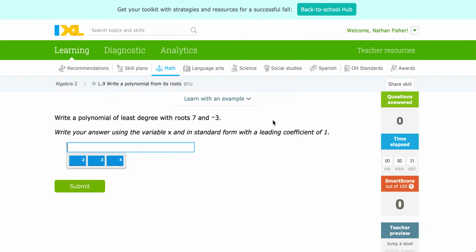Alright guys, for this video we're going to be talking about roots of polynomials. So if you were with us for the Zoom meeting, then this is going to be pretty easy for you, but if not, it'll take a little bit of explanation. It gives us two roots of a polynomial. It says write a polynomial of least degree with roots 7 and -3.